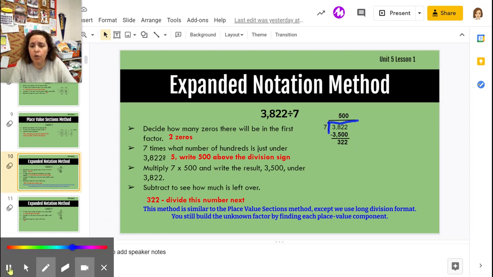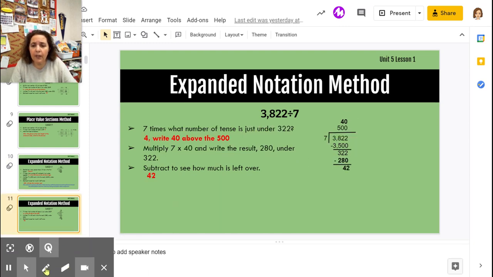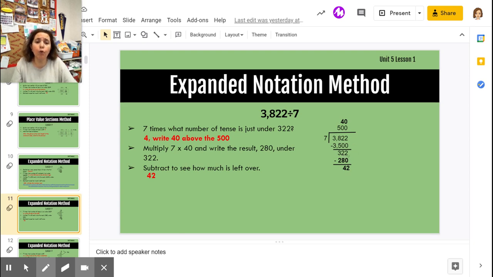Now, instead of making another section, I'm going to continue this way. So let me show you. I had my 322 here after I subtracted. And again, 7 goes into 32 how many times? 4 times. And there's a 2 there, so it must be 40. 40 times 7 is 280. I subtract, but now, see how I didn't put another section? I just put the 40 on top. So expanded notation is just expanding it up.